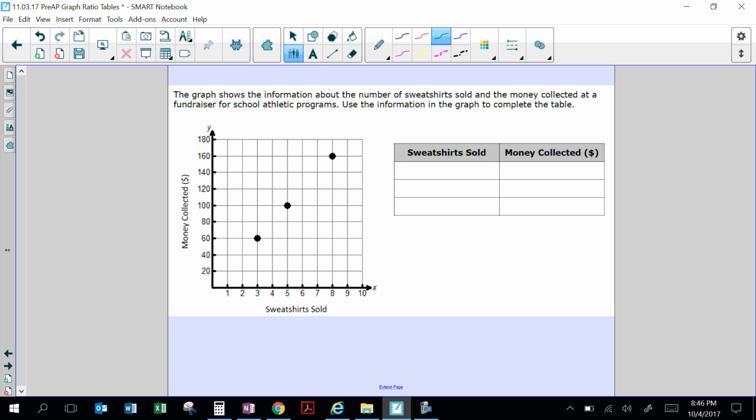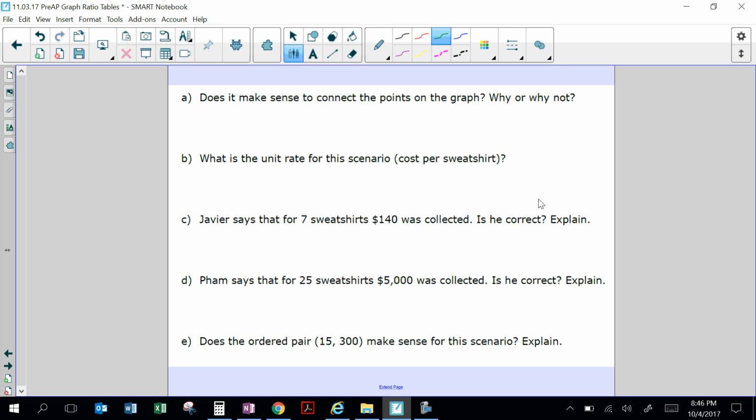After we've done that activity, this is an activity for those who finish early. This is a graph. The graph shows the information about the number of sweatshirts sold and the money collected at a fundraiser for school athletic programs. Use the information in the graph to complete the table. 3 sweatshirts cost $60. 5 sweatshirts cost $100. 8 sweatshirts cost $160.